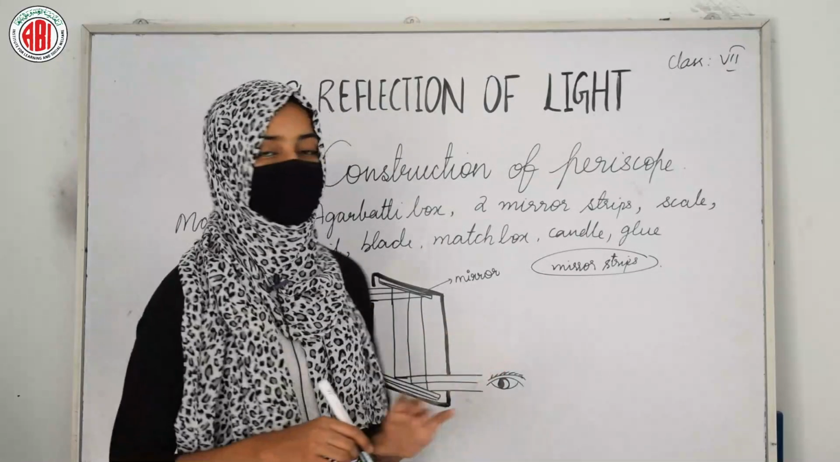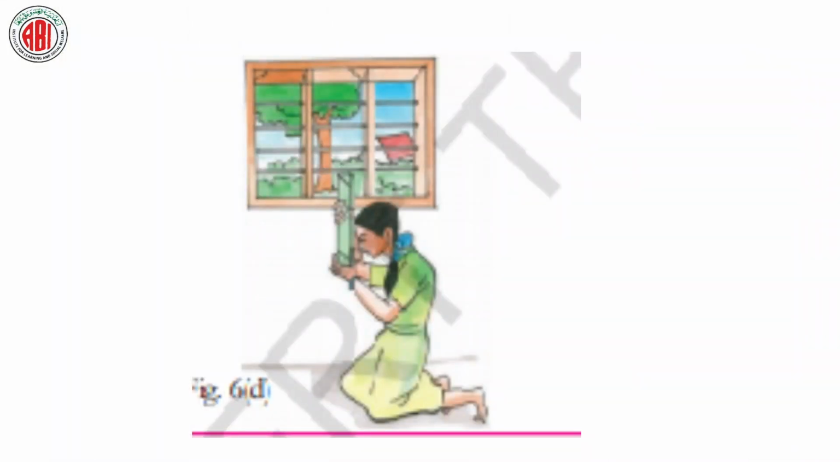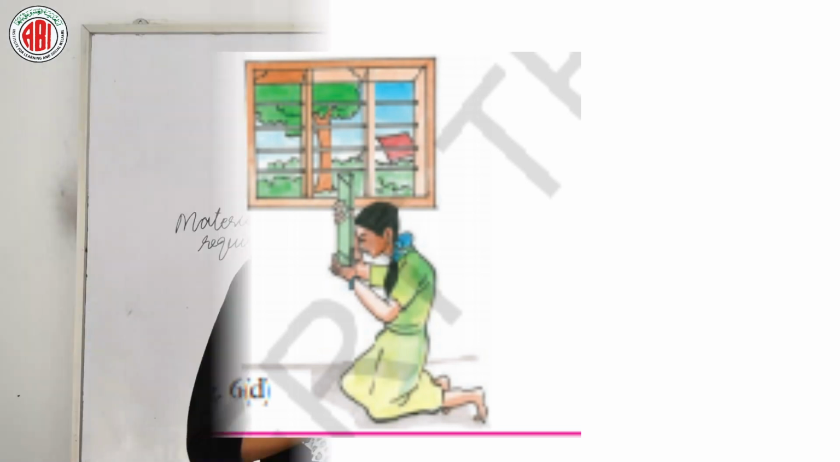This periscope can be used to see different objects. If you want to see an object or any person that is present outside of your room, you can hide yourself in your room, and with the help of this periscope you can see that person.